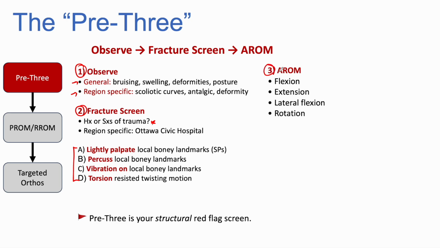Third is active range of motion, where we assess flexion, extension, lateral flexion, and rotation, which can give important pattern clues. For example, pain with flexion often suggests disc pathology, but pain with extension can suggest facet irritation. The key idea is this: before focusing on special tests, we confirm the spine is structurally safe to examine further.